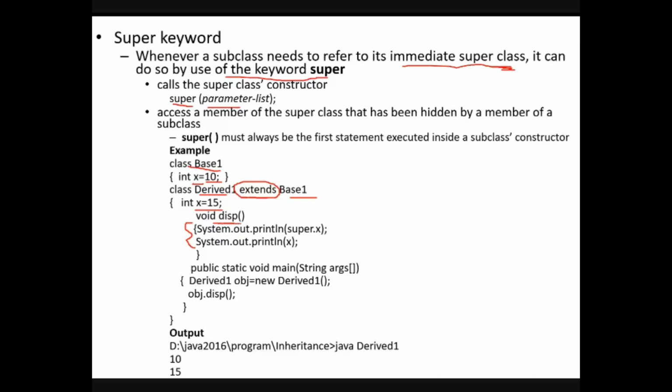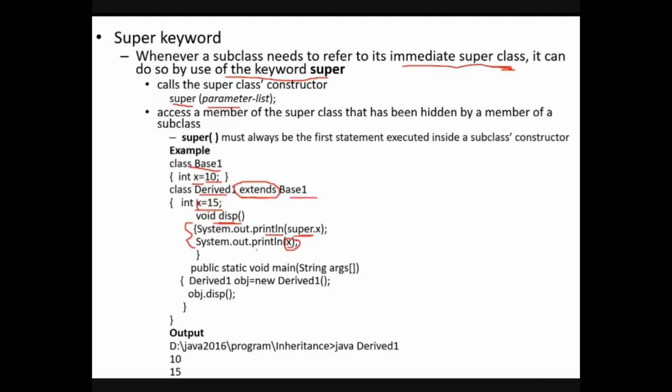Within that I try to print super dot x and x. Now if I just use x within the derived class method, that only represents the derived class member data. But from the derived class method, if I want to access the base class member data, I have to use super dot x.